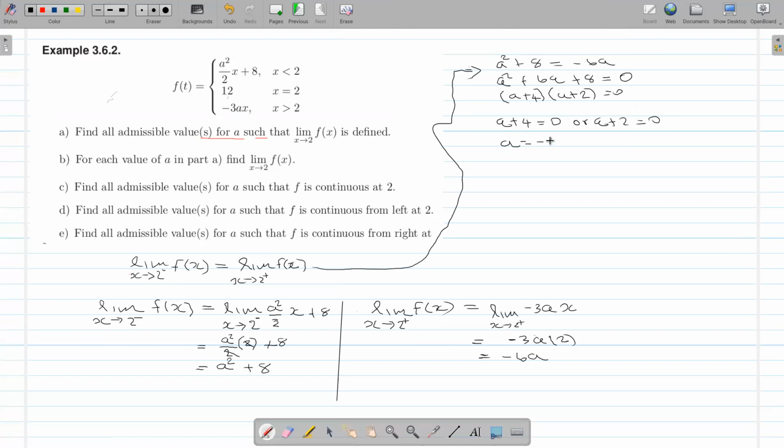So I get a equals minus 4, or a equals minus 2. Okay, so I get two values for a. Now it is asking me to find the limit for each value. Okay, it was clear. So do you have any questions from this part?